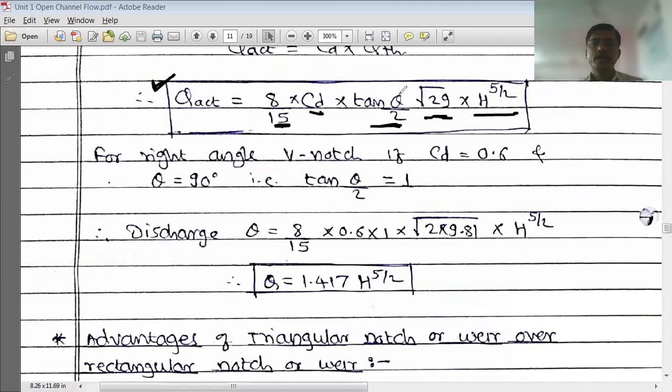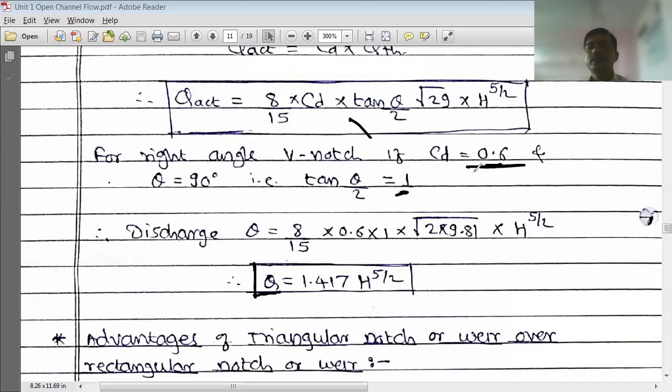Now, when we put angle theta equal to 90 degrees, it is divided by 2, so it becomes 45 degrees. You know that the value of tan 45 is equal to 1. So I put 1 there instead of tan 90 by 2. Generally the CD of notches varies near 0.6. If I take the CD of this right angle notch as 0.6 and put that value in this formula, then I will get the most simplified formula.